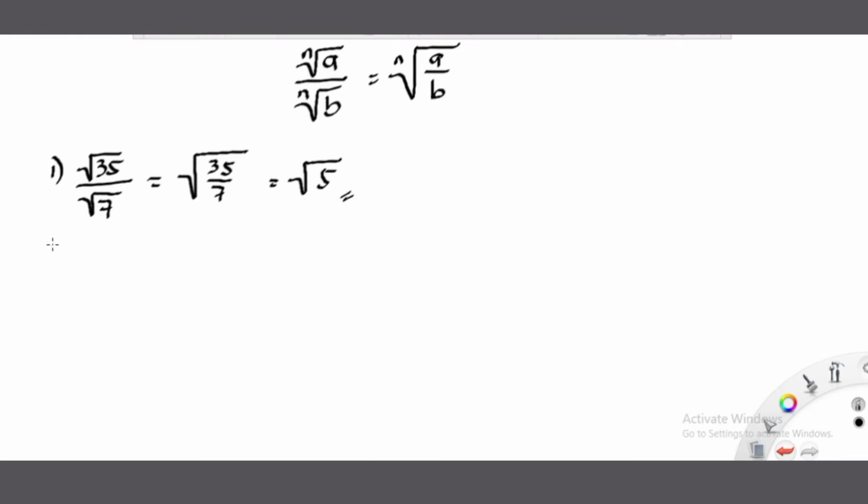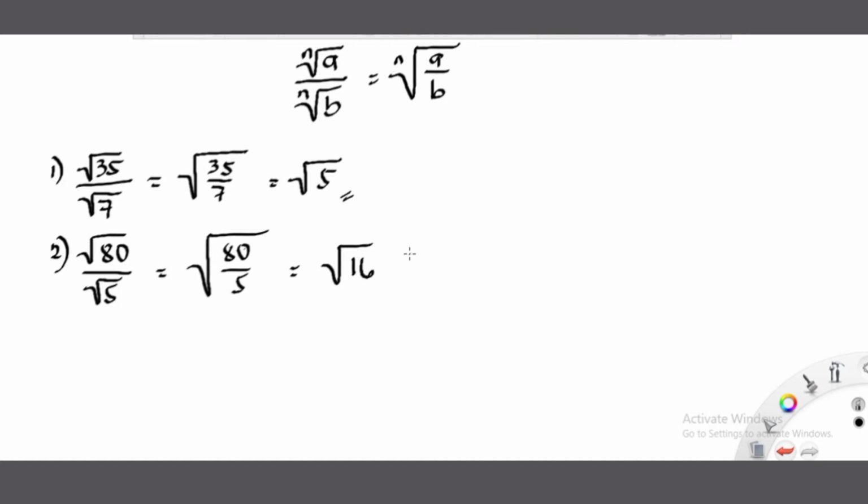Another example. If we have the square root of 80 divided by the square root of 5, following the quotient rule, we can write this as the square root of 80 divided by 5. And that will give us the square root of 16. Simplify, the square root of 16 is 4. So this is our final answer.